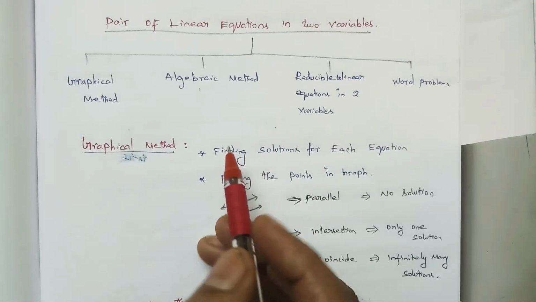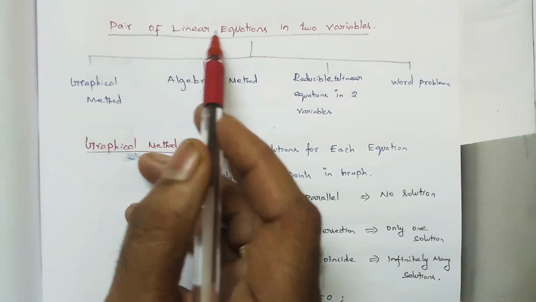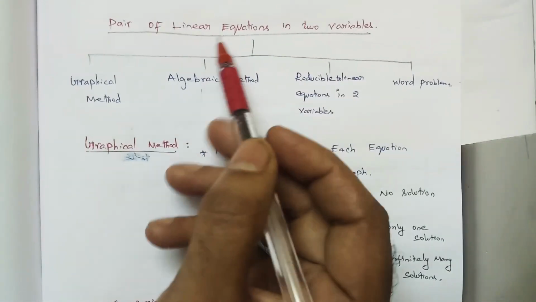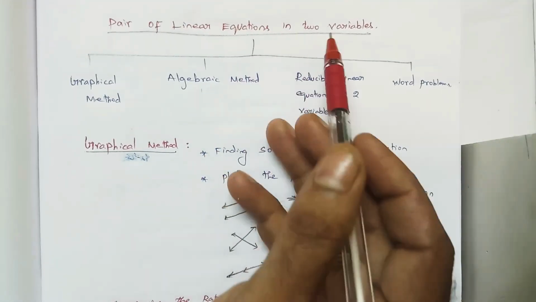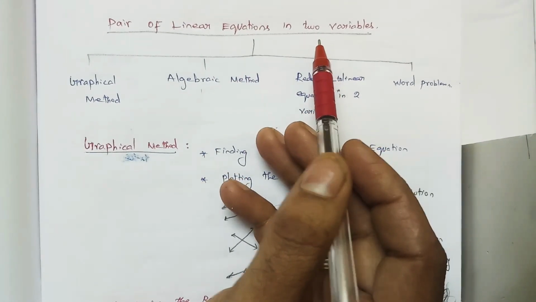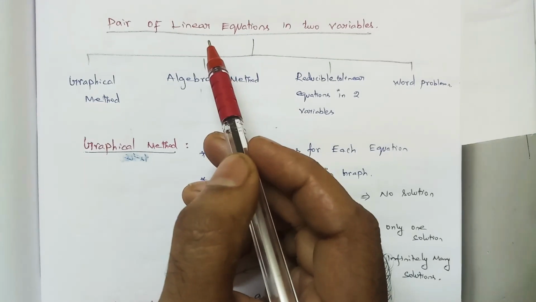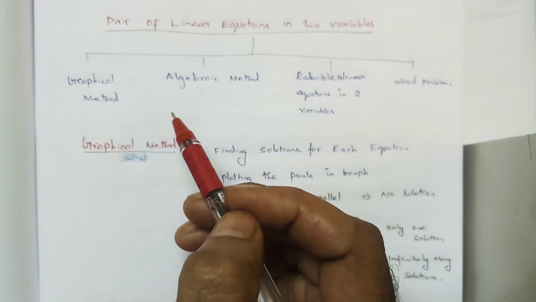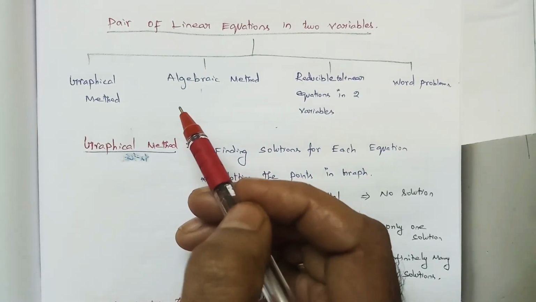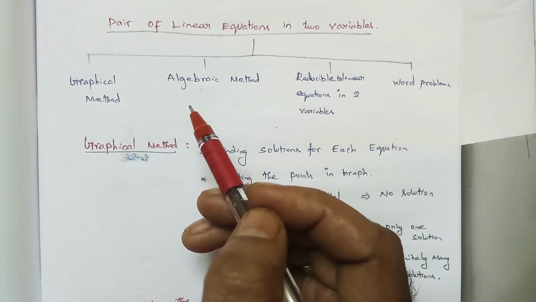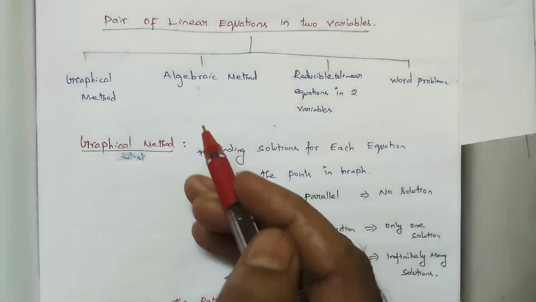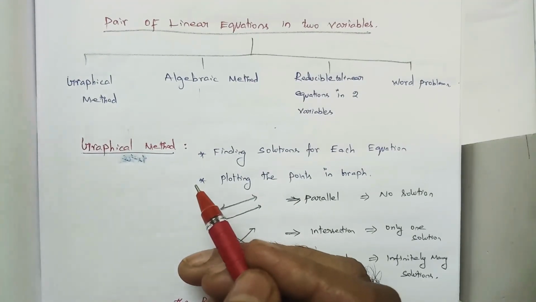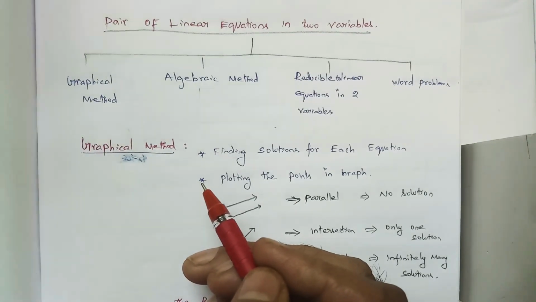First, chapter number 3, pair of linear equations in two variables. Linear equation means the degree is 1, so linear equations in two variables are based on two variables. In this chapter we have four methods, four concepts. By using these four concepts alone, we can solve different kinds of sums based on what they are asking us to find.